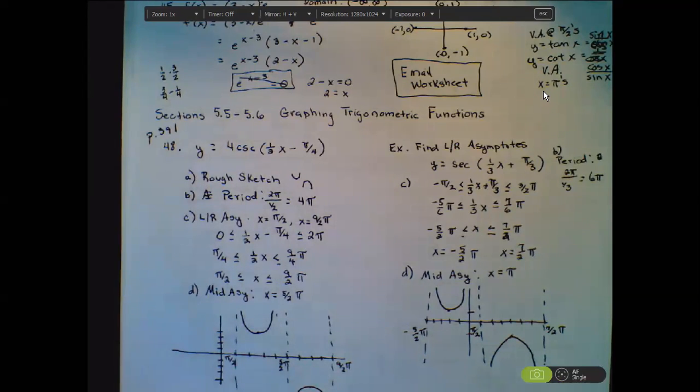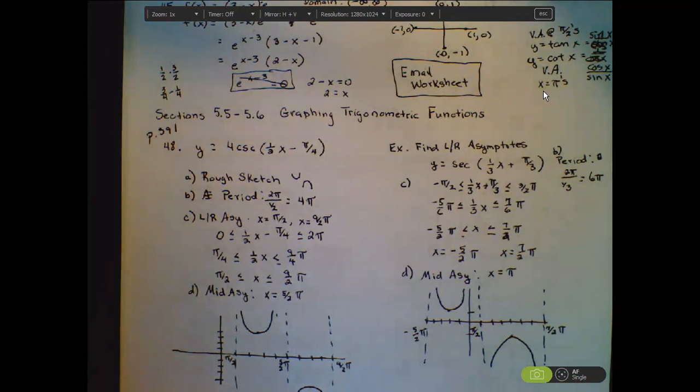Now I said I'd do a cosecant and maybe a cotangent. I ended up doing a cosecant and a secant. Do you want one more with cotangent in it, or are you good? I think I'm good.